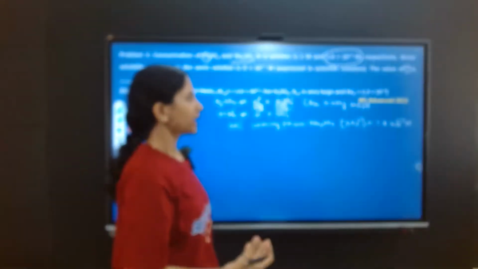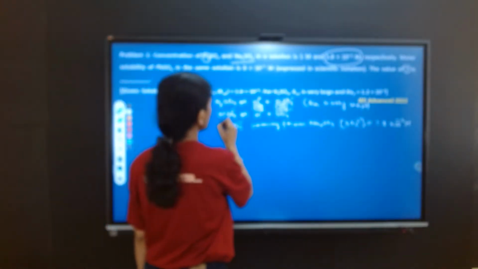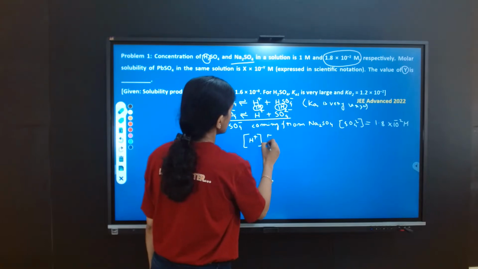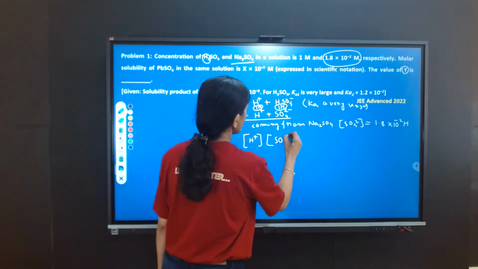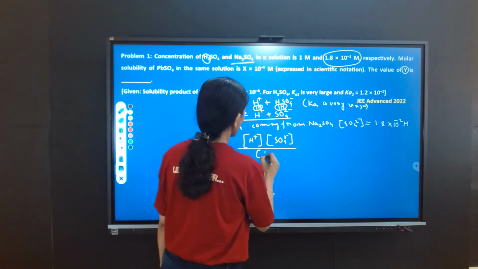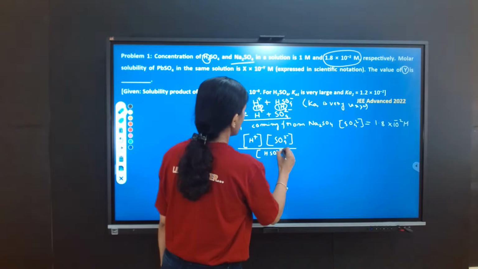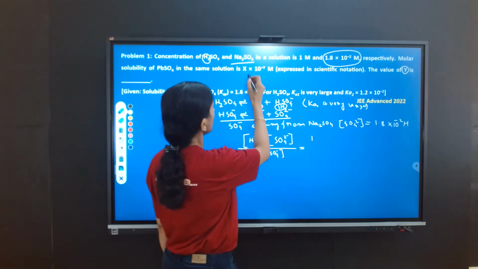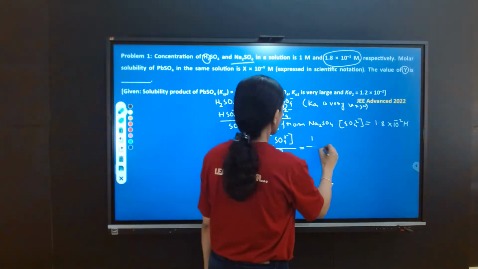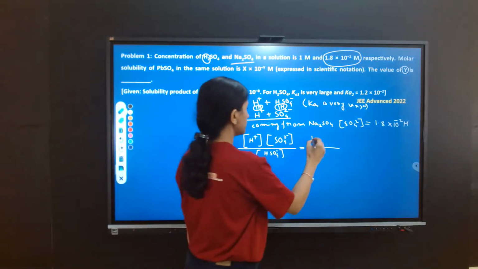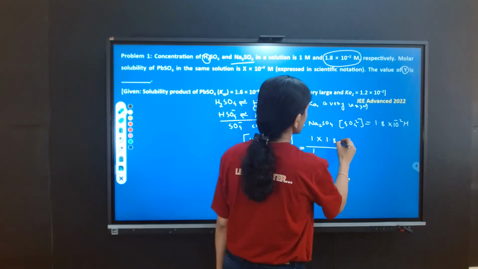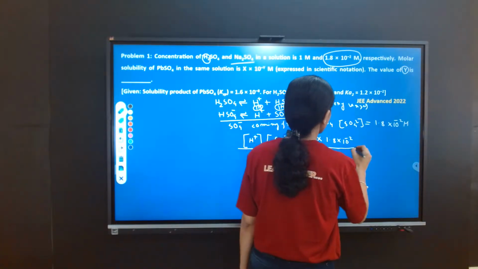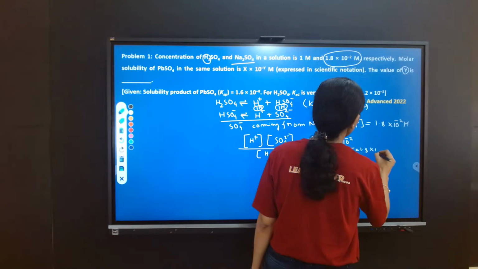Now if you write down again in the form of dissociation from this particular equation, you will be able to write that the concentration of H plus times the concentration of SO4 2 minus divided by the concentration of HSO4 minus is equal to, this is 1 as given, 1 molar, divided by 1 molar for HSO4 minus, and this is 1.8 times 10 to the power minus 2 molar, or 1.8 times 10 to the power minus 2.